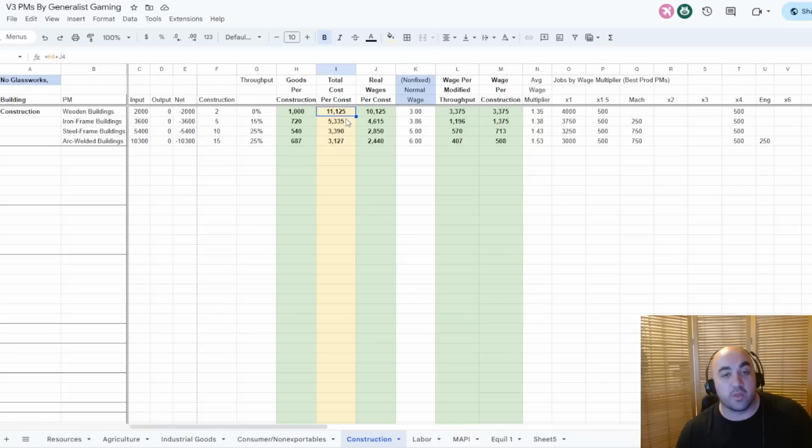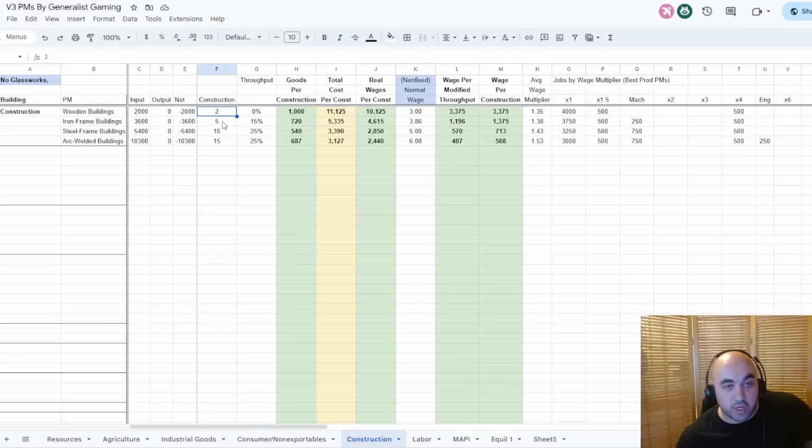These are mainly the value of arc welded buildings, but the biggest jump is really from wooden buildings to iron frame buildings, which is one of the reasons why, even if we can't produce any iron, it's a general heuristic, because it's so much more efficient, you should just import the iron and use iron frame construction.